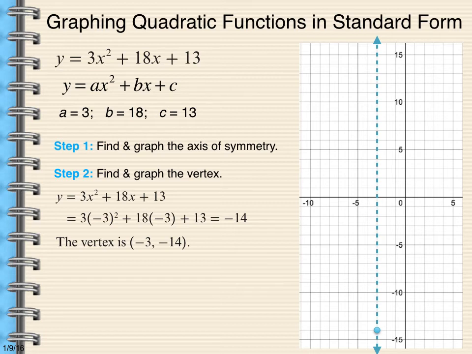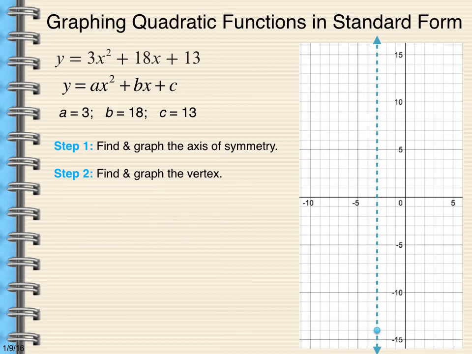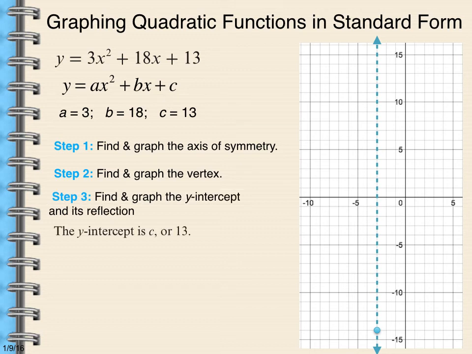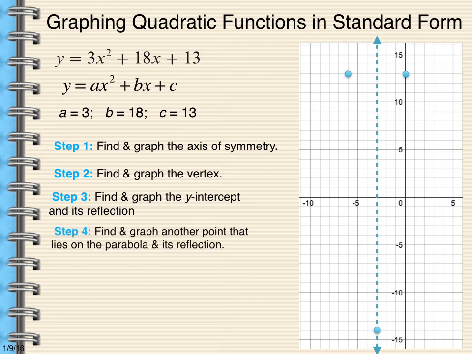And next, I want to find the y-intercept, which is going to be easy to spot because this graph is in standard form, so I know the y-intercept is 13, which is 3 away from my axis of symmetry, so I'll graph the other point that's 3 away. And my last step here, before I connect these dots, is let's find one more point that lies on the parabola along with its reflection.